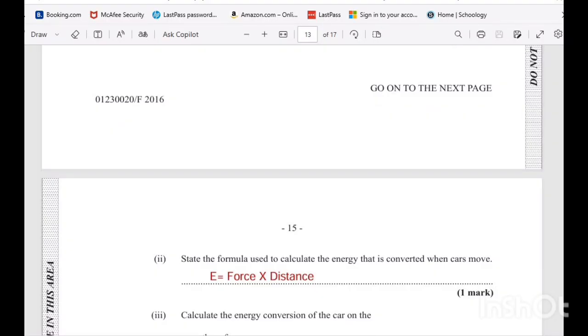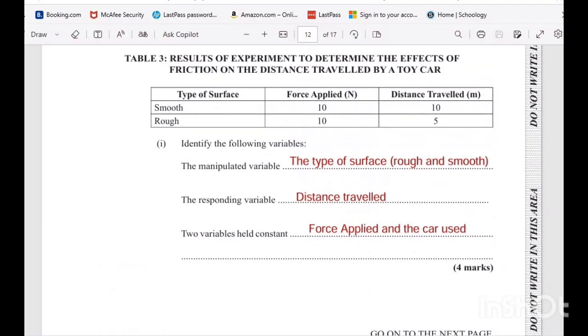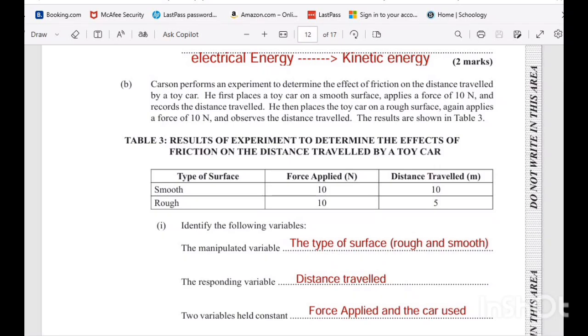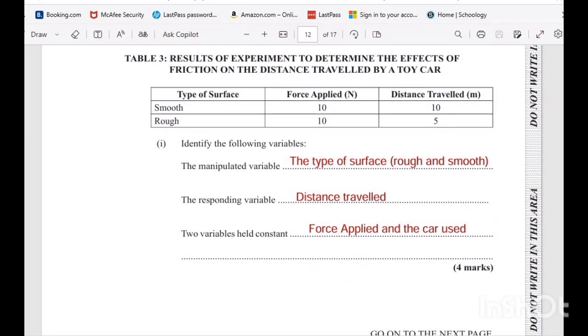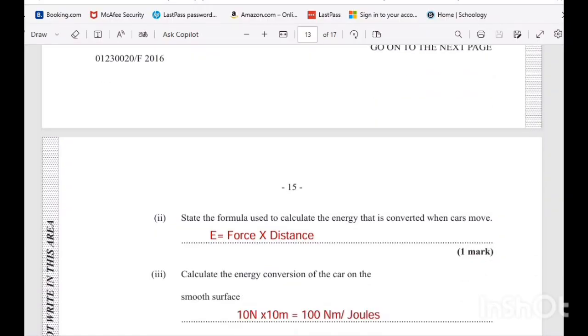Now it says calculate the energy conversion of the car on the rough surface and on the smooth surface. So remember, we just looked at the formula. It says that force times distance. So please look at the force and the distance for the car traveling on the smooth surface and the car traveling on the rough surface. All it says for you to do is to find the answer. So you should be able to calculate that quick and easy.